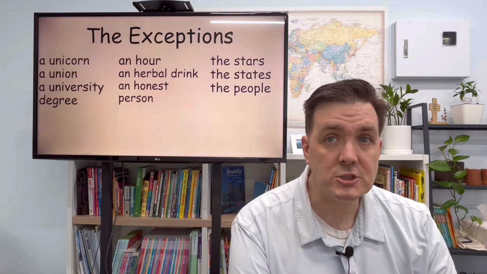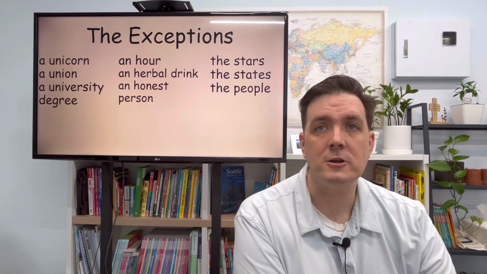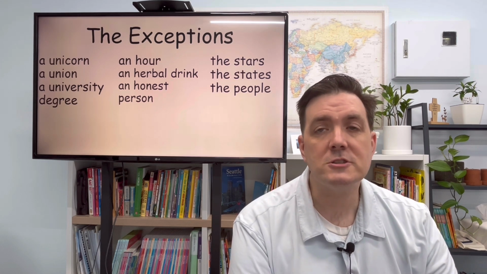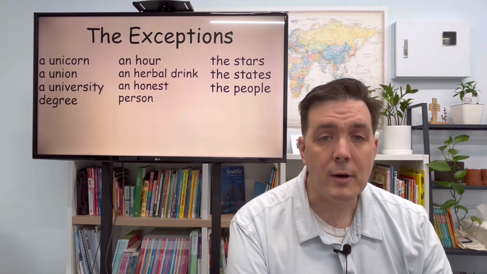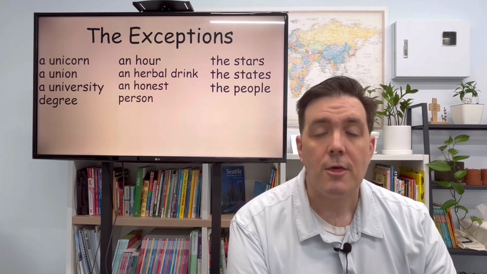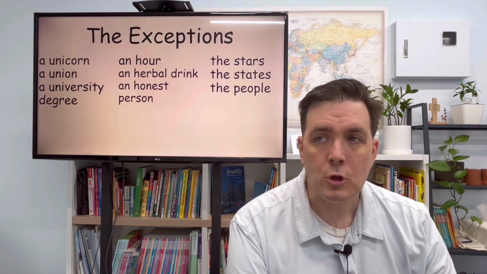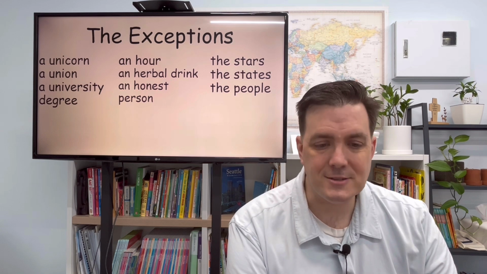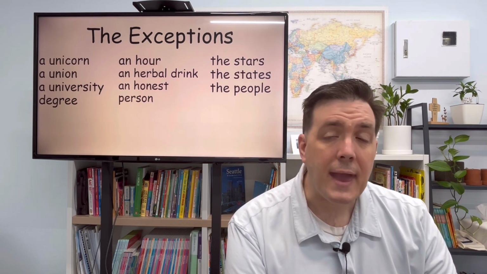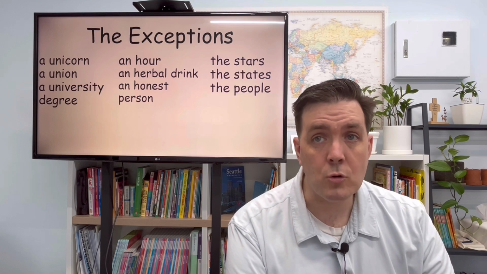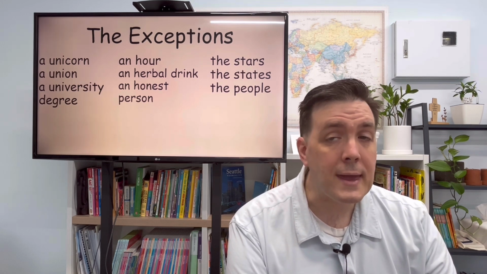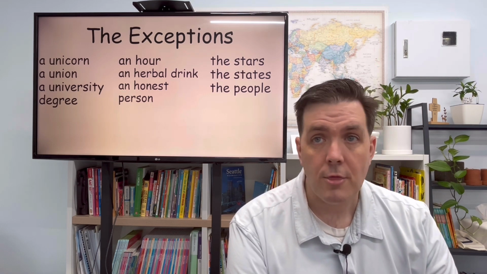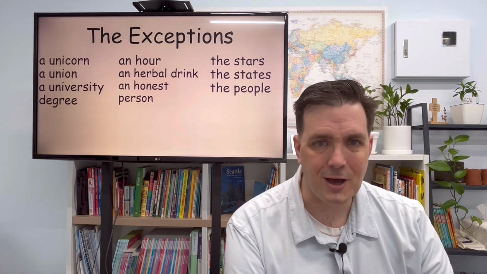So we say the stars. Look at the stars up above. Or the states. The southeastern states is plural, but we say the. And of course, the people. So look at all the people who are celebrating the big event. So the can be a singular thing like the moon or the sun, or it can be a plural thing as well, like the stars, the people, the hamburgers are done.